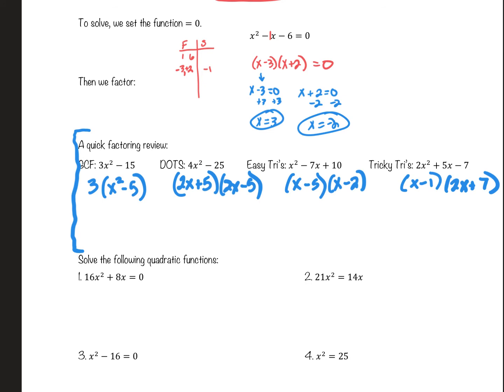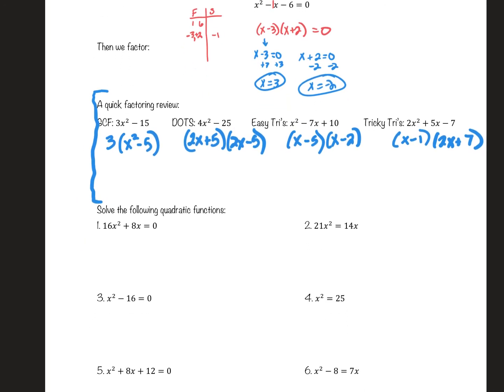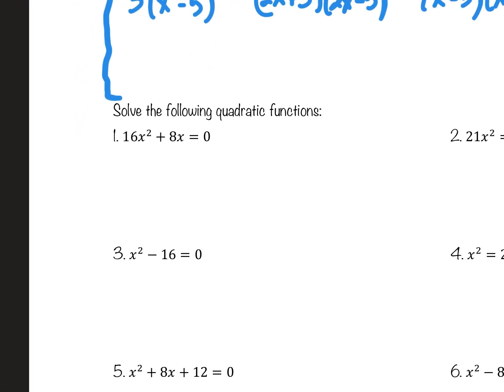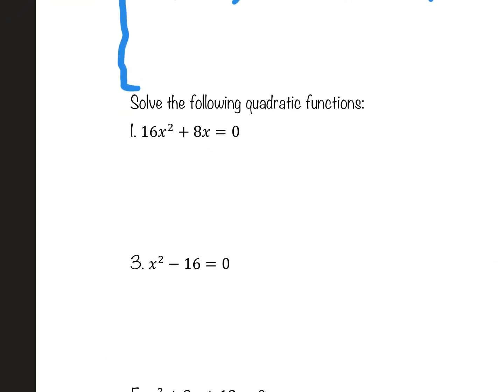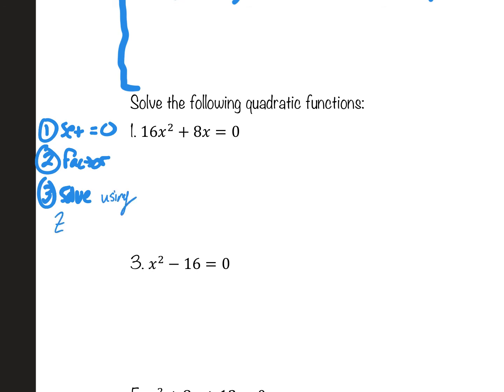Awesome. Okay. Once you've had a chance to check, let's move on to the next section where we're going to practice some more solving. All right. And again, there's really 2 steps to this. Okay. Well, 3 really. You need to make sure that it's set equal to 0. Then you need to factor. And then you need to solve using the zero product property. Okay, so those are the steps we're going to use as we go through these problems.